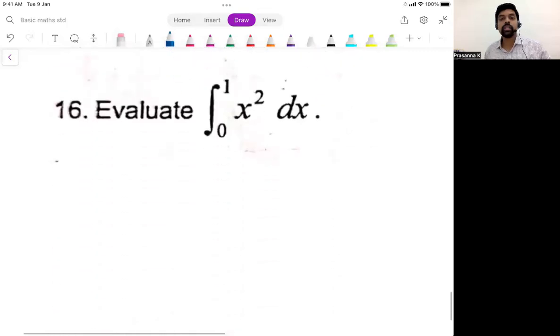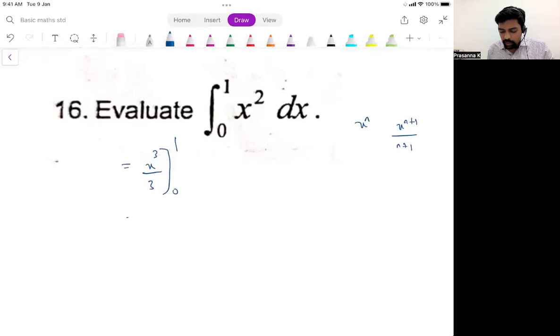Then 16th question, integrate from 0 to 1 x square. So we know very well that integration of x power n will be x power n plus 1 divided by n plus 1. So if you integrate this, you will get x to the power 3 divided by 3, and then you should apply the limits. So you will get 1 to the power 3 divided by 3 minus 0 to the power 3 divided by 3. Final answer is 1 by 3.